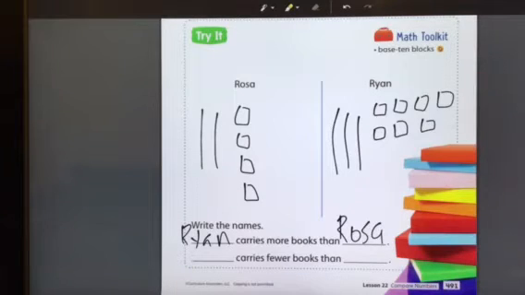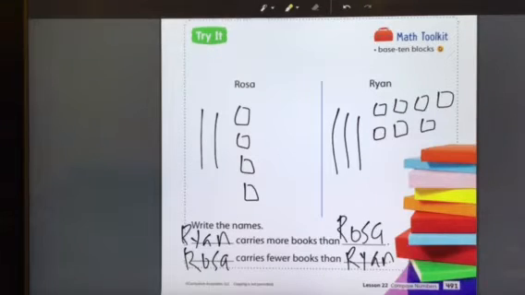And the next one is asking who carries fewer. Remember that fewer means less. So Ryan has 3, Rosa has 2. 2 is less than 3. Therefore, on this line here, you're going to write Rosa carries fewer books than Ryan.